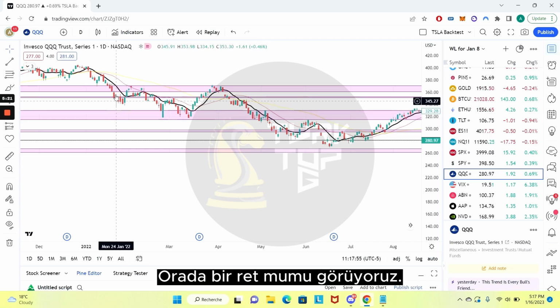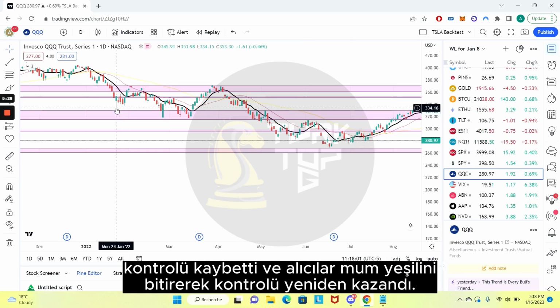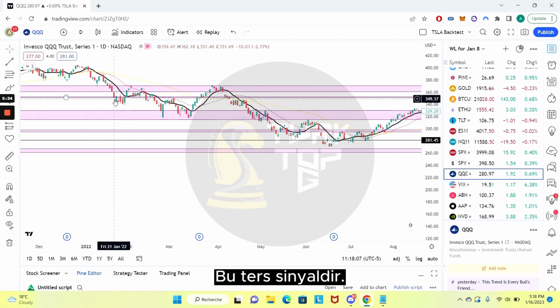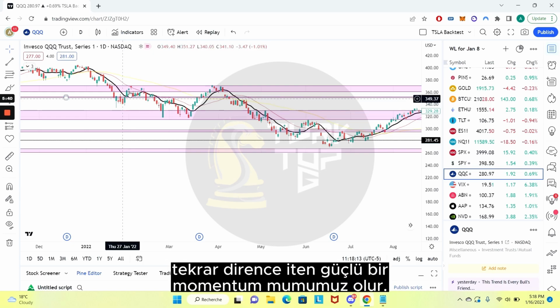What do we see there? We see a rejection candle there. Price came lower, the sellers were in control, but at some point during the day, they lost control and buyers regained control by finishing the candle green. That is a reversal signal. After that, price consolidates a little, and then we have a strong momentum candle that pushes price back into the resistance.